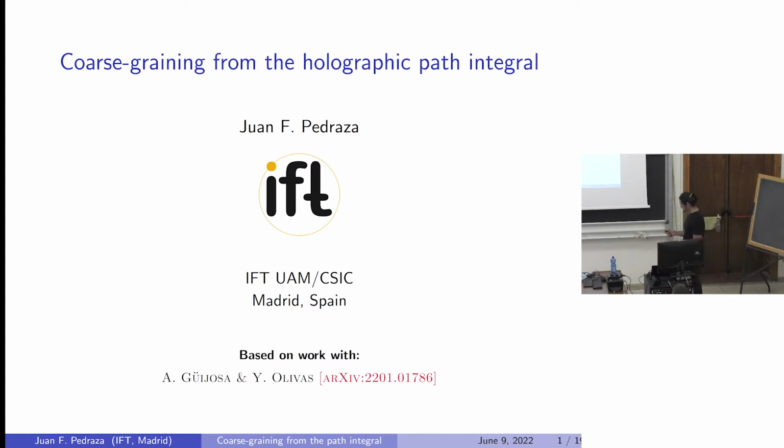So I'm going to be telling you about this paper that we put out earlier this year with my collaborators, Alberto Guijosa and Jait Olivas. And it's in the context of holography and entanglement entropy and related things.